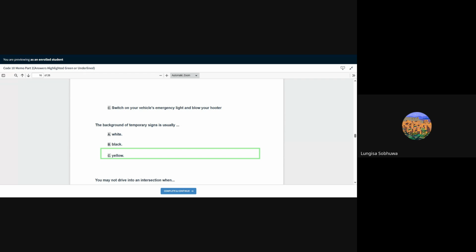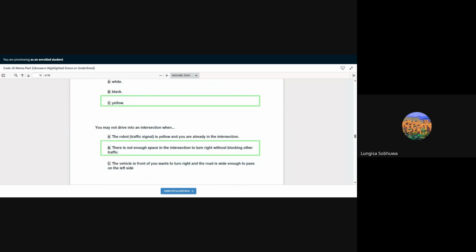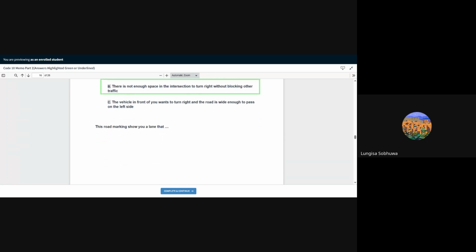So the color background of a temporary sign is yellow. And you may not drive into an intersection when B, there is not enough space in the intersection to turn right without blocking other traffic. That's the answer there.